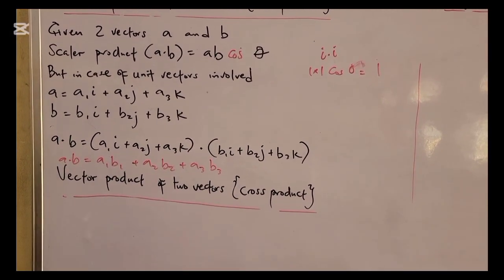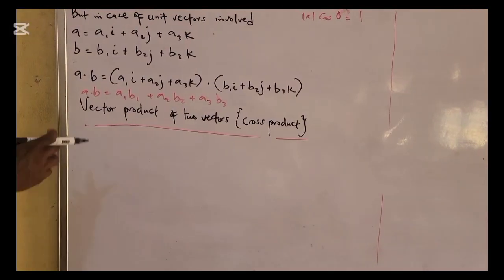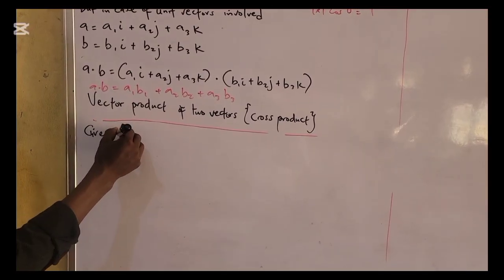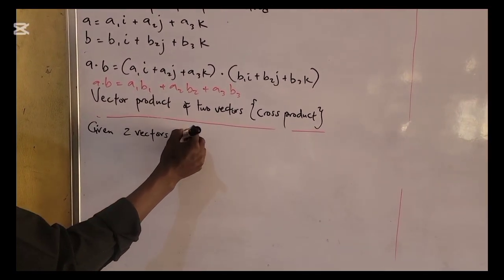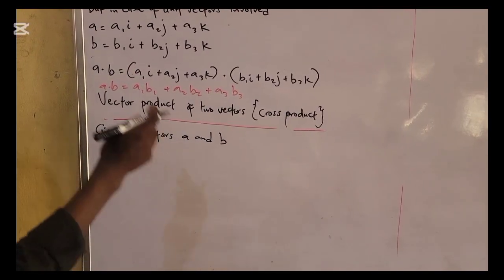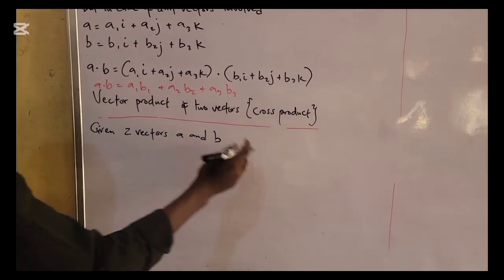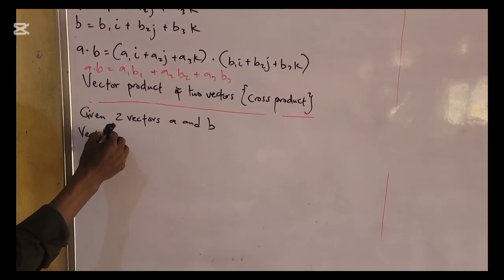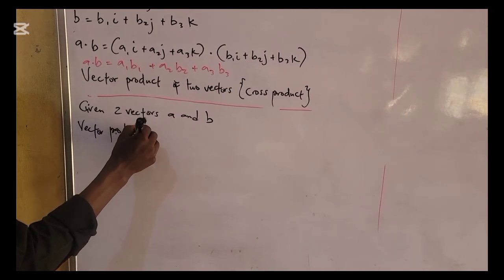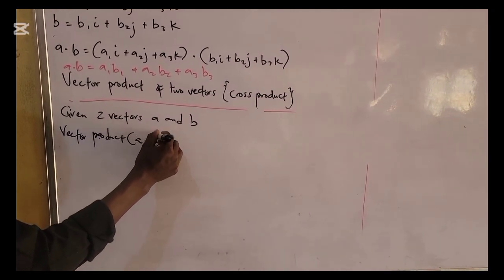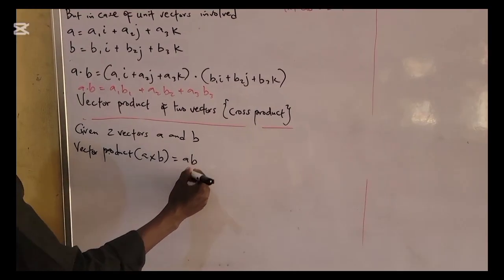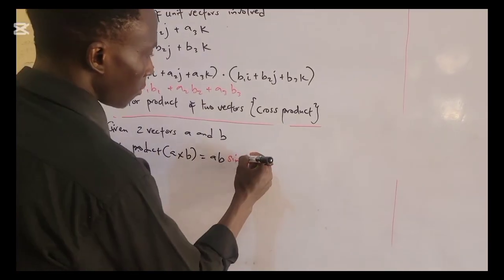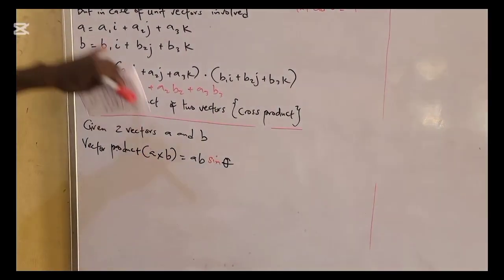Now moving to the vector product of two vectors. Same process. We are given two vectors A and B. You already know that this is the cross product, and we represent that with a cross. So the vector product A cross B will give us AB sine theta. That's when the unit vectors are not involved.